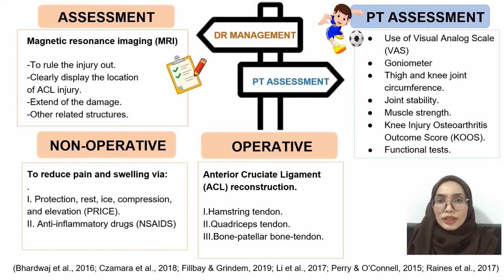As for physiotherapy assessment, the therapist may evaluate the pain by using the VAS scale, and a goniometer to check range of motion. Next, measurement of thigh and knee circumference after the surgery. Check the joint stability including muscle strength. Knee injury and osteoarthritis outcome score is used in rehab to assess patient outcome. Lastly is assessment of functional tests such as the hop test.